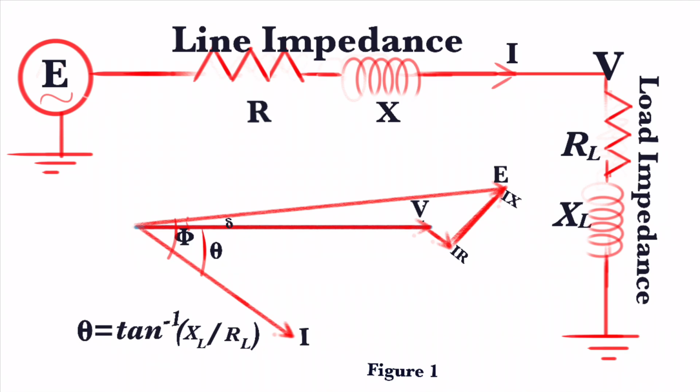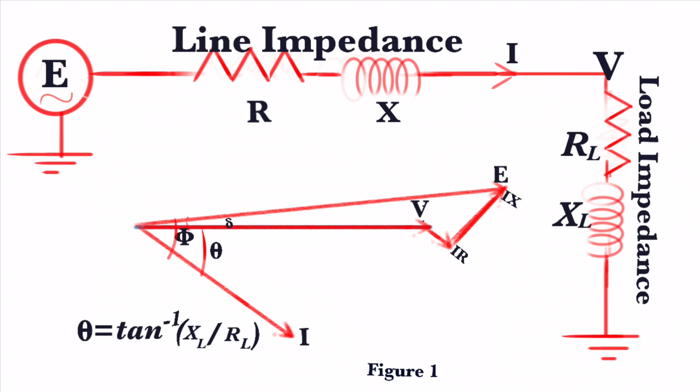Let us see how to draw the vector diagram. Let us start with vector V as a reference. So first we have to draw V, whatever the magnitude, at an angle 0. Then, based on the XL and RL value, the I has to be drawn at an angle theta, where theta is the tan inverse of XL by RL. This is called the power factor angle.